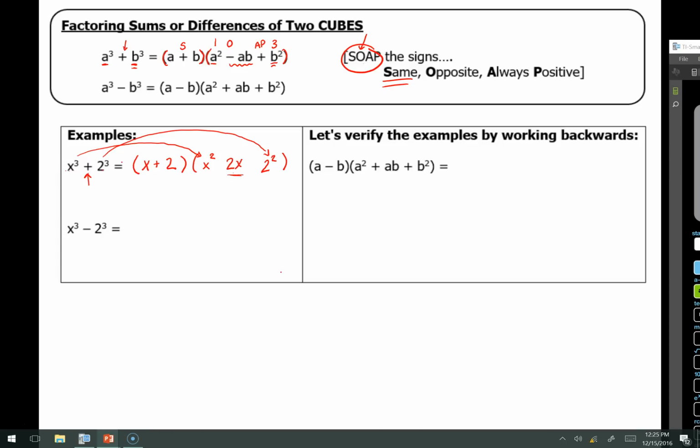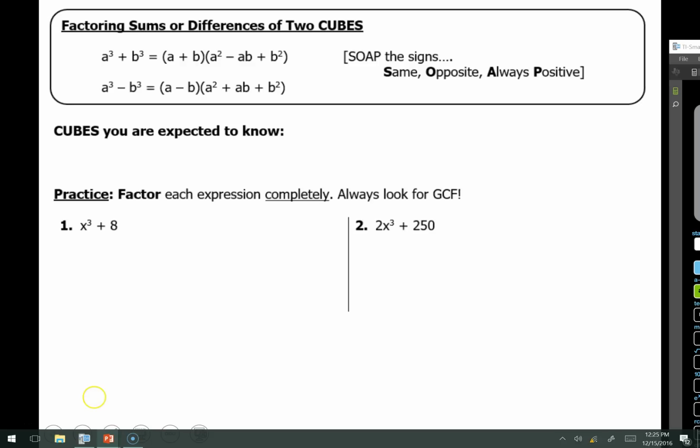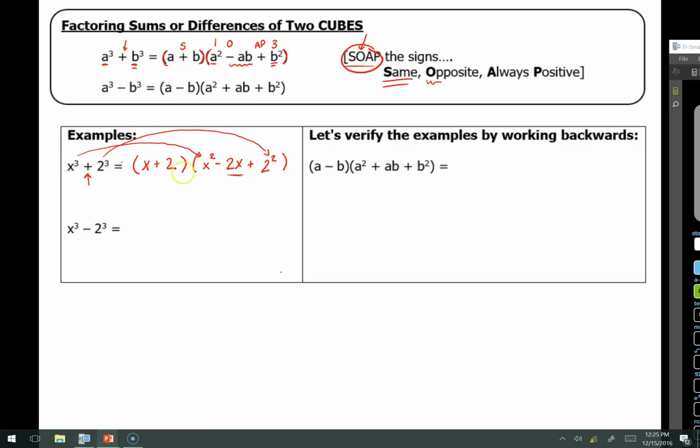Now to determine my signs, I'm going to use SOAP. So my first one I've already done is the same. The second is the opposite, so because this is an addition problem, I'm going to put a subtraction sign there. And then the last sign is always positive. So then this is the fully factored version of this sum of cubes. So let's do another one to get that pattern again.